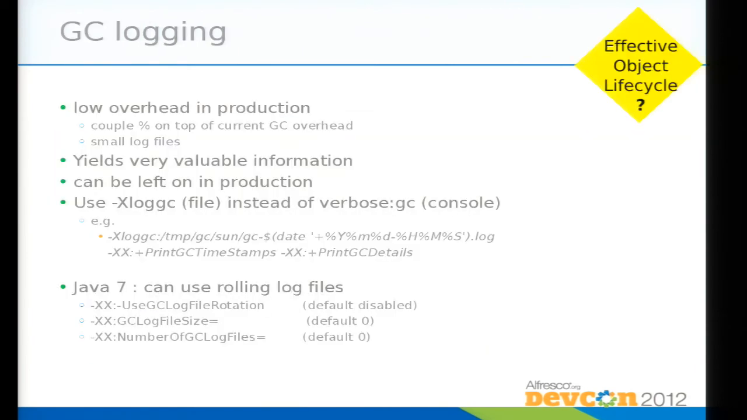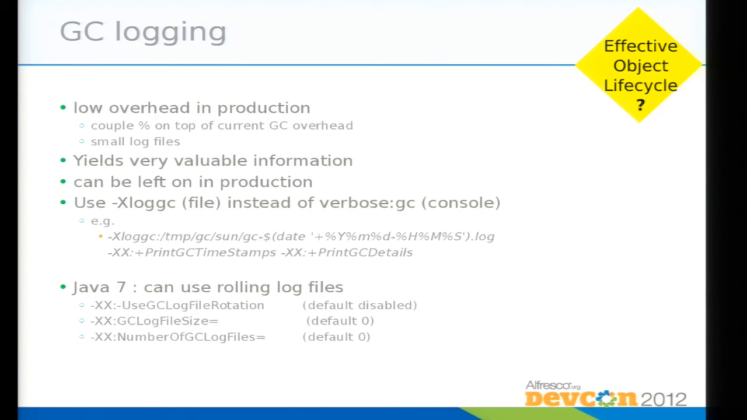And this is something that people are not usually doing, but you can leave the GC logging on in production. It's pretty low overhead. It's about a couple of percent on top of the actual GC overhead. The GC logs are pretty small, so that's not a problem. You can get very, very valuable information about the life cycle of your application by turning on the GC logging. So this is something you really should be doing. You can turn it on with these sample options. You can find out later. Java 7, maybe if you're not familiar with this, can use rolling log files.